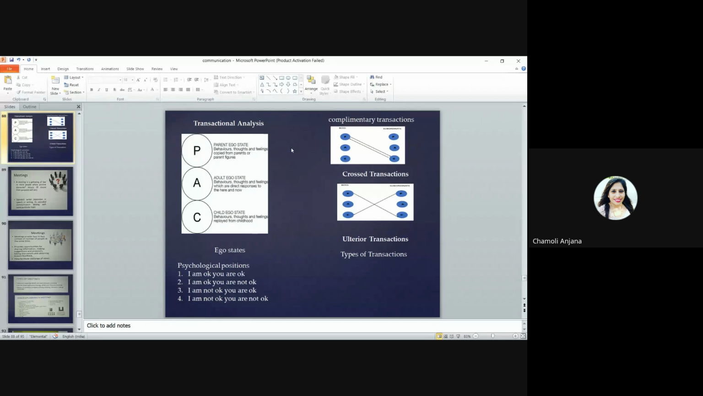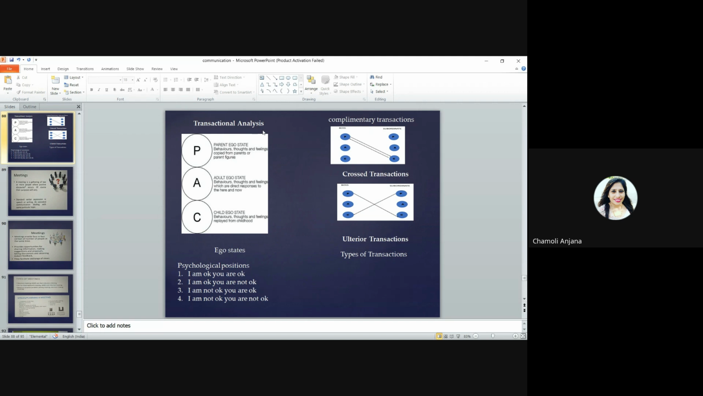Okay, then the third model is transaction analysis. Transaction analysis was given by Eric Berne, and he says that transaction analysis is the smallest unit of a social interaction. So for any interaction to take place, transaction analysis is the smallest unit. This talks about the interaction that takes place of a person in the group, how the interaction takes place and how it actually happens.